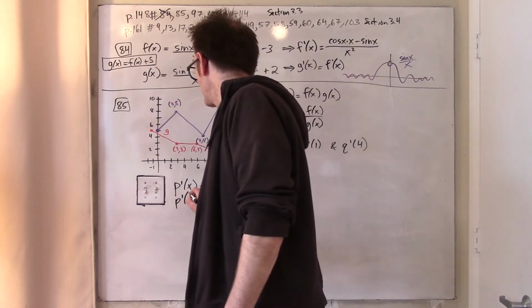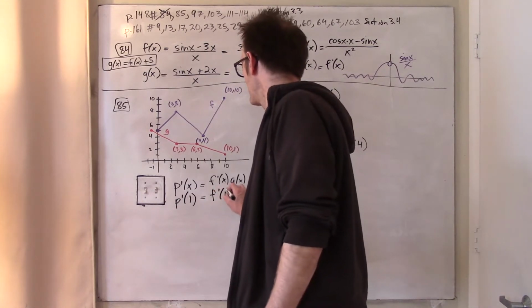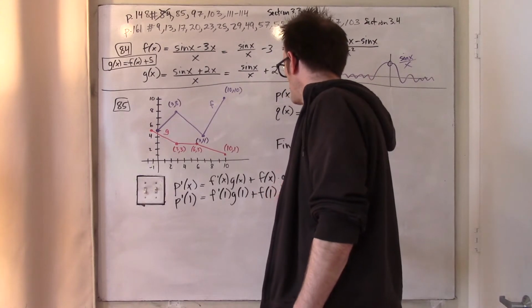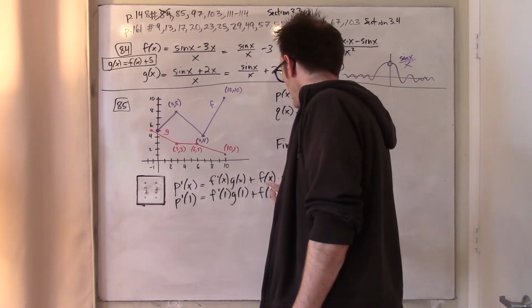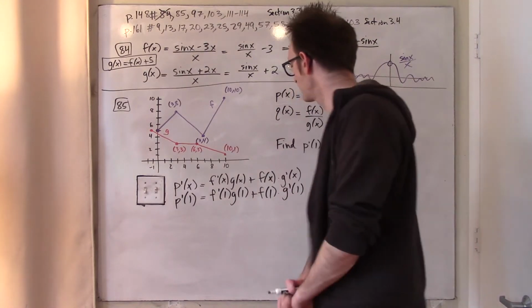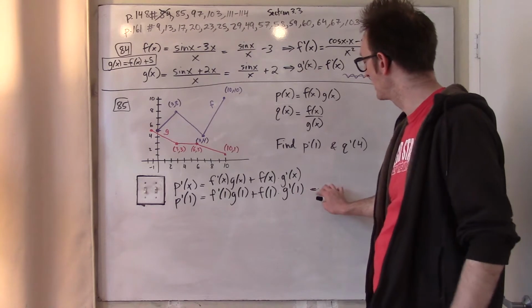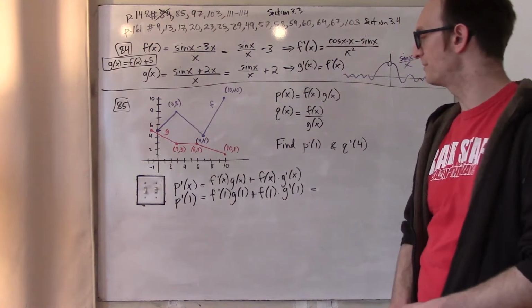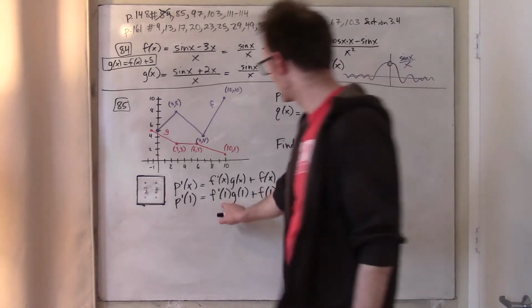Okay, so what's p prime of 1? Well, p prime of 1 is just going to be f prime of 1, g of 1, plus f of 1 times g prime of 1. And so, okay, I guess they are testing whether you get it all. Well, okay, how do I find all of these numbers so that I may complete the problem? Well, you just look at the graph, right? What is f prime of 1?